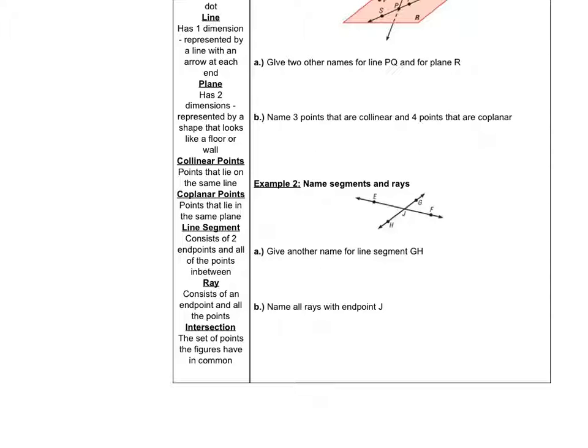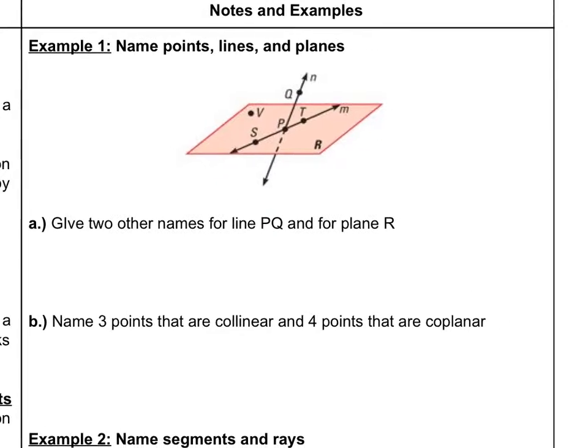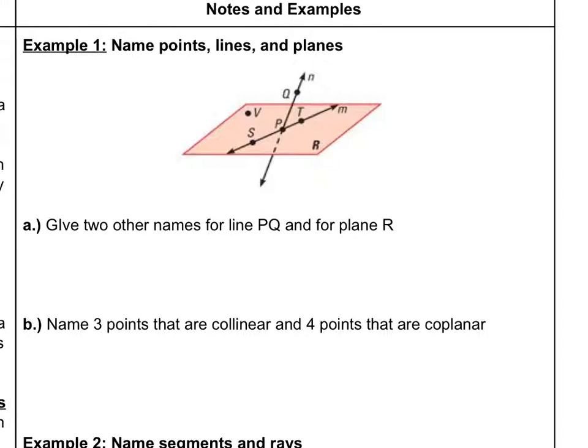All right, so let's go ahead and take a look at example number 1. Example number 1 asks us to give two other names for line PQ and for plane R. So let's take a look at line PQ first. Line PQ is right here. It's this line that's going through there. Maybe I should have picked something other than red to use, so it's a little easier to see.